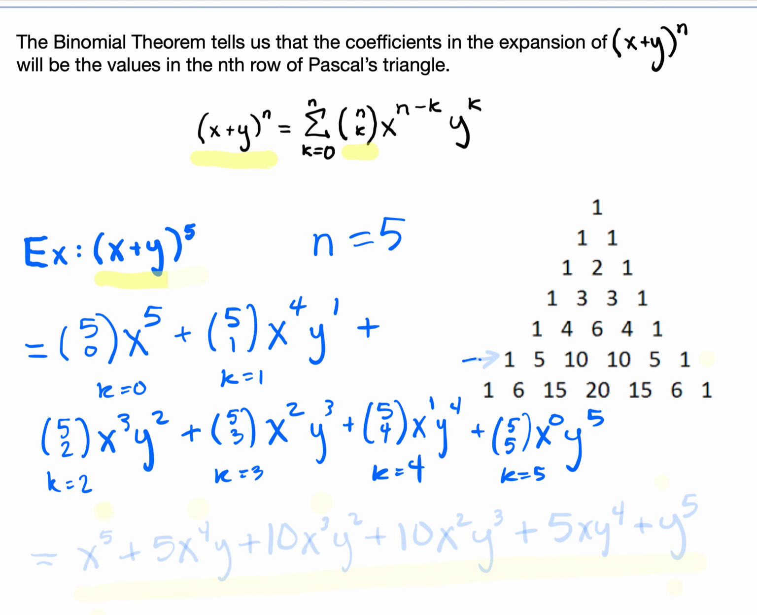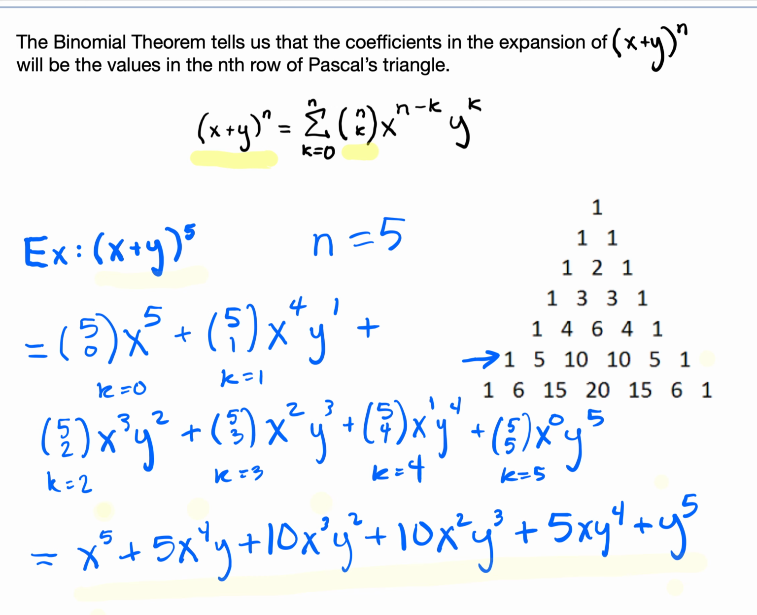And so this is, again, the row of Pascal's triangle. The fifth row of Pascal's triangle are the values 5 choose k, for k equals 0 up to 5. So this is just equal to 1 times x to the fifth, plus 5 choose 1 is 5, x to the fourth y, plus 5 choose 2 is 10, x to the third y squared, plus 5 choose 3 is also 10, x squared y cubed, plus 5 choose 4 is 5, x y to the fourth, plus 5 choose 5 is 1, y to the fifth.